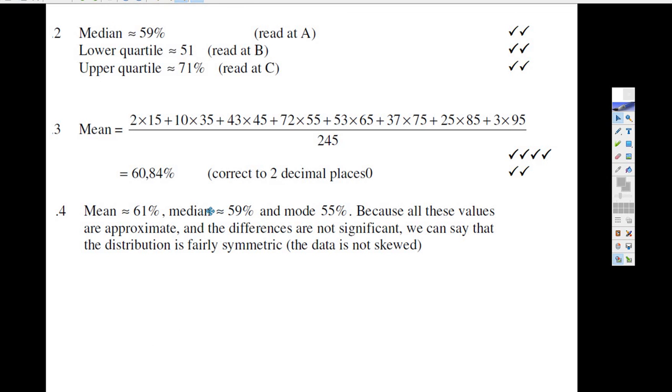The median was 59, the mean 61. Hey, these are all very close. When the mean and the median and the mode are all pretty close to the same number, that means that the data is distributed symmetrically. It's not skewed data. So that's the story with question 2. Hey, that was quite a bit of work, but there you go.